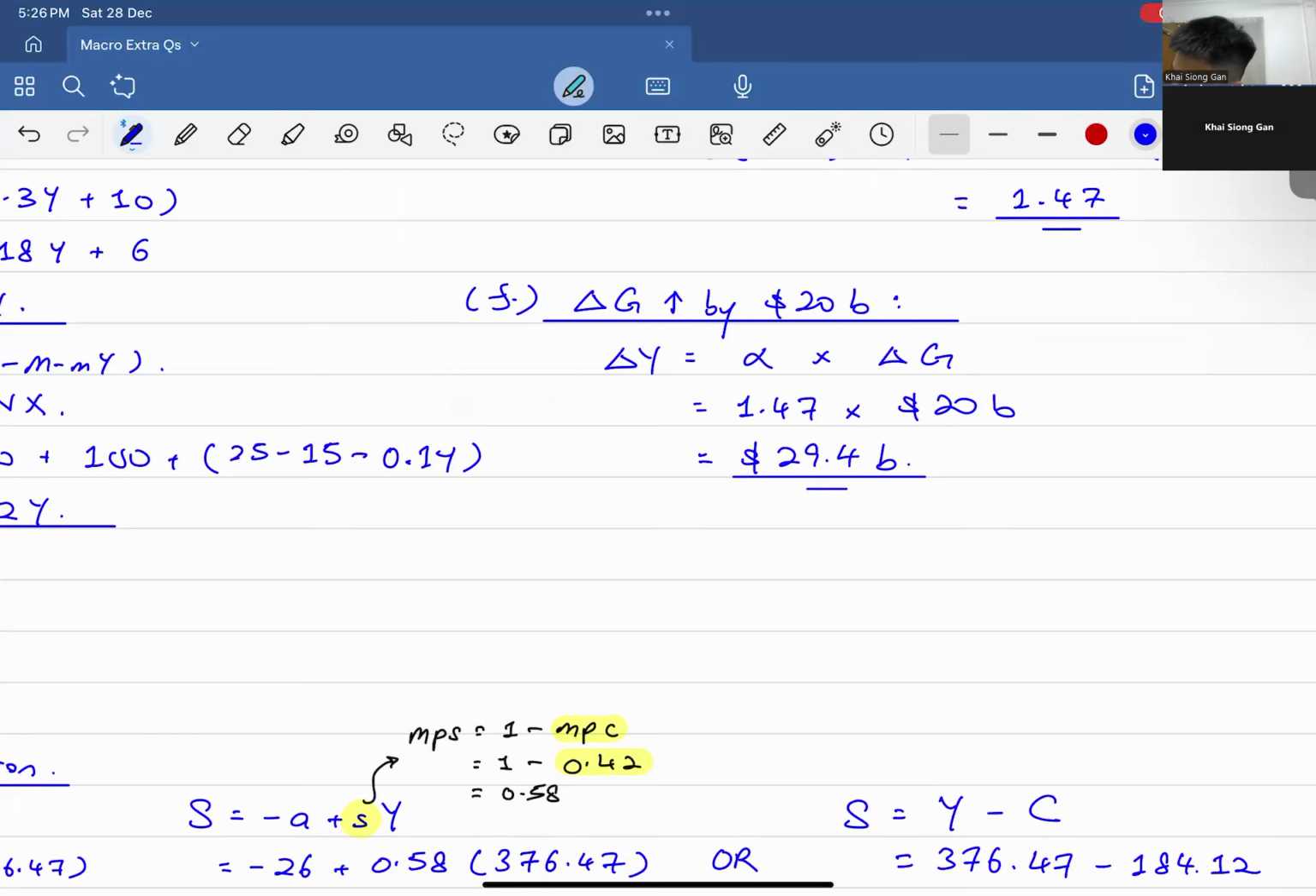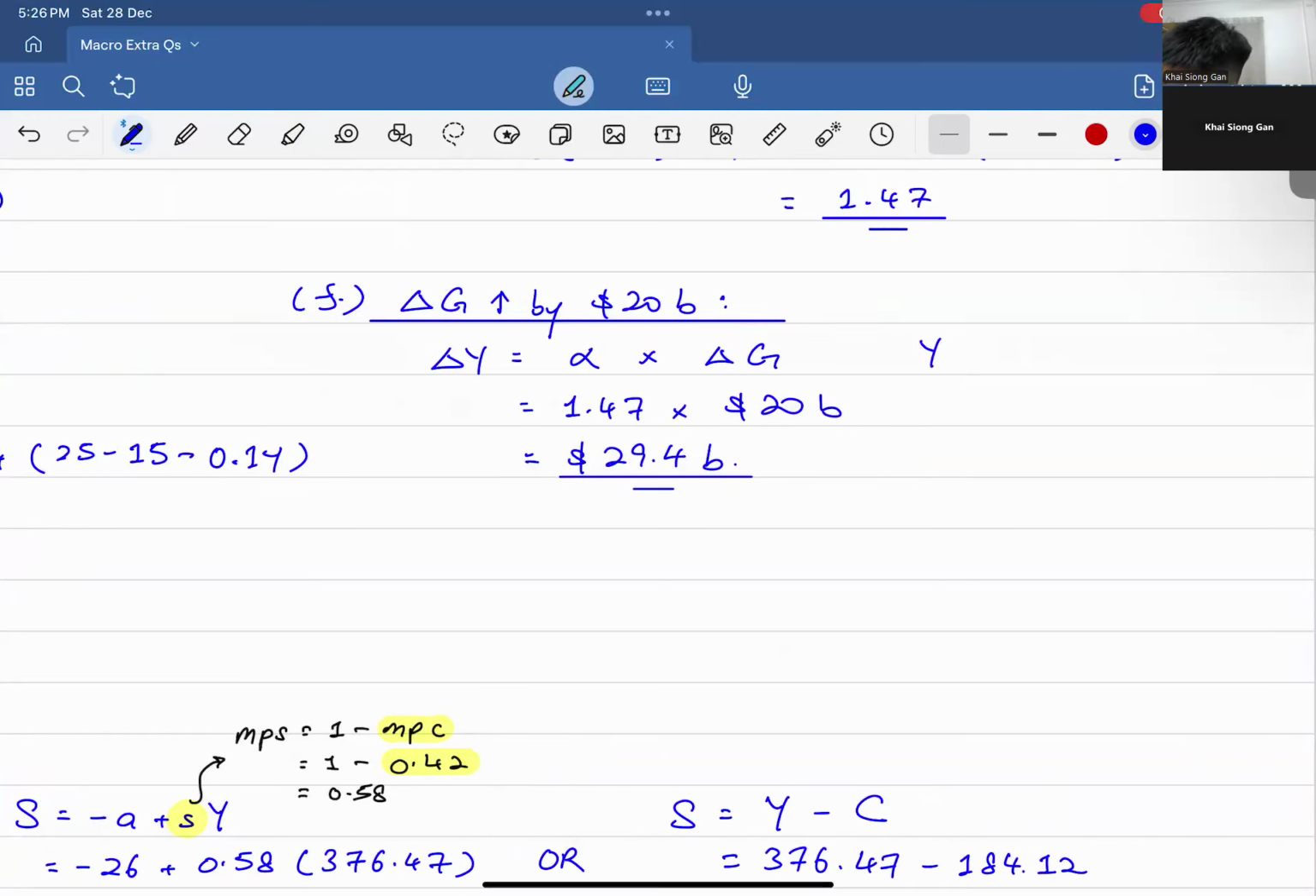Now to find my new output, it equals the initial output plus the change in output. The initial output is 376.47 plus the increment of 29.4. You add it up, and you will get 405.87 billion. So that is the answer for this question.